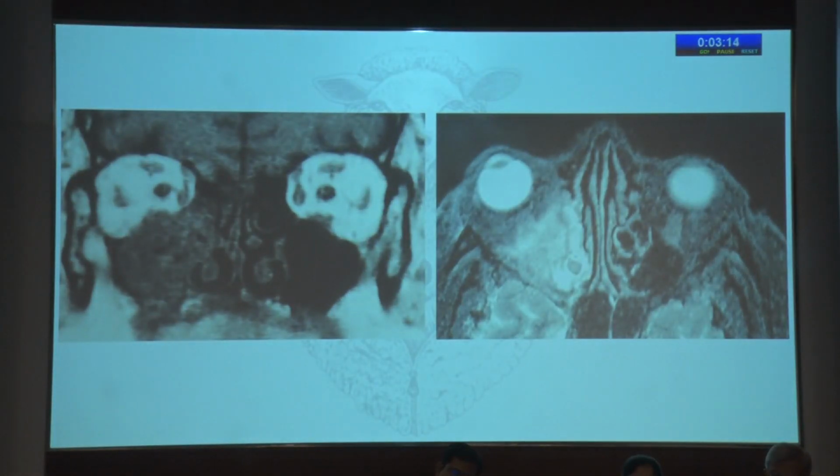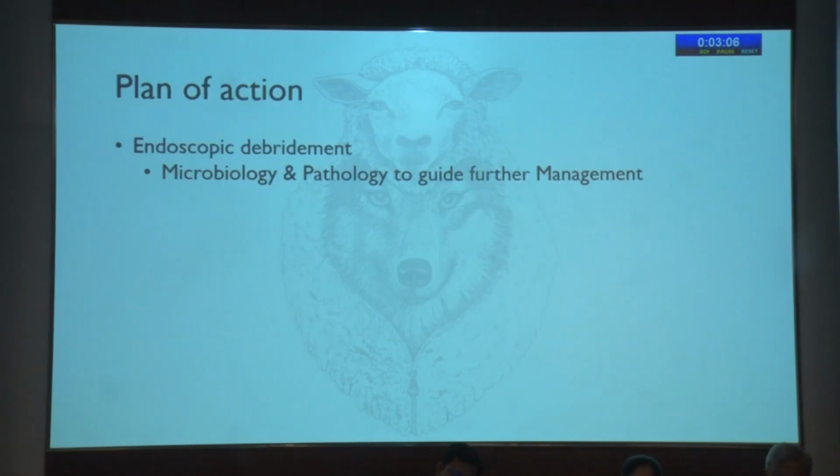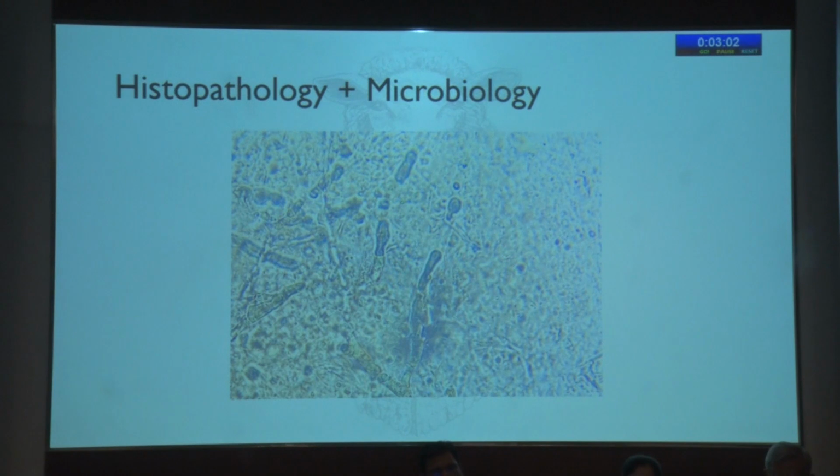MRI: the maxillary and the ethmoidal sinuses are completely full. The pterygopalatine fossa lights up and mucosal edema is observed there. Endoscopic debridement was done, which confirmed the diagnosis of mucormycosis.